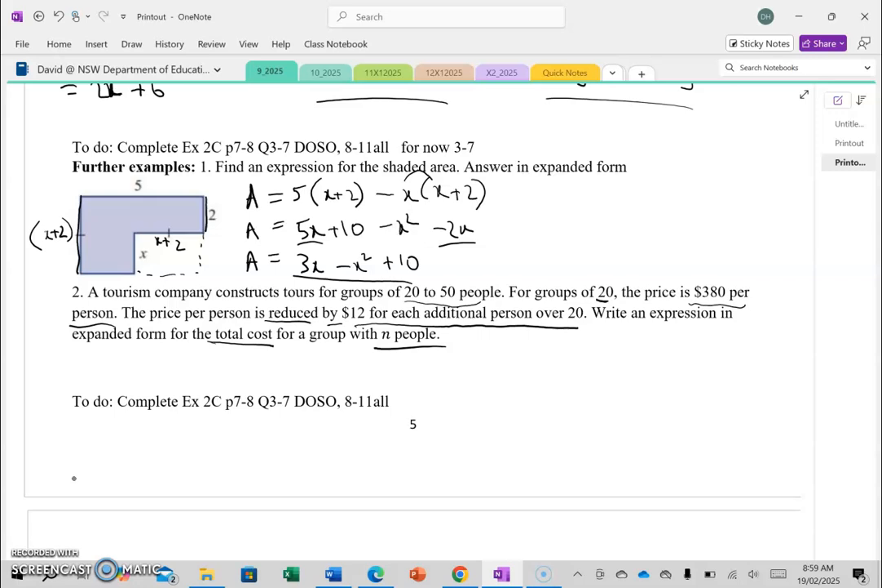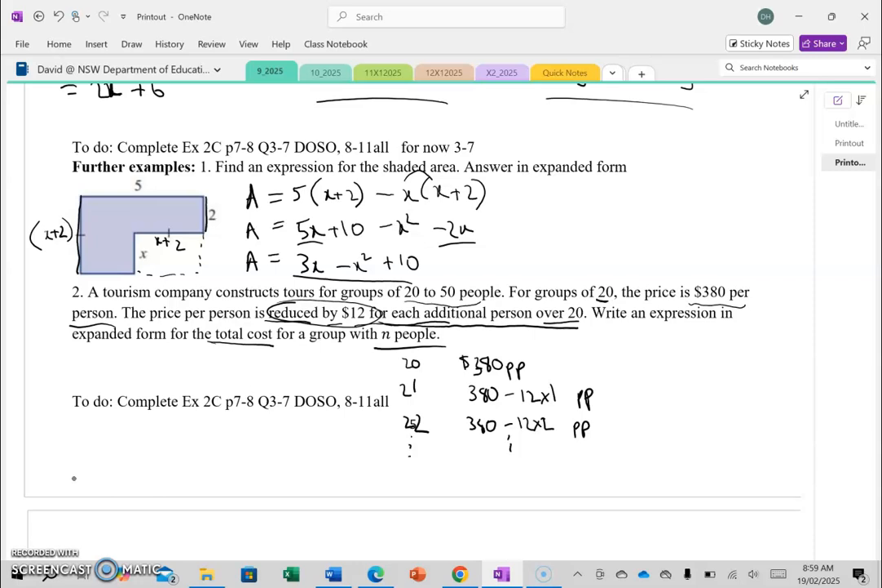Alright, so let's start off by maybe writing this as a pattern. If you've got 20 people, it would be $380 per person. If I had 21 people, that's one additional person over 20. It would be $380, but then the price gets reduced by $12 per person. So minus $12, and I might put a times 1 there. If it was 22, it would be 380 minus 2 lots of $12 per person. This is the cost per person.